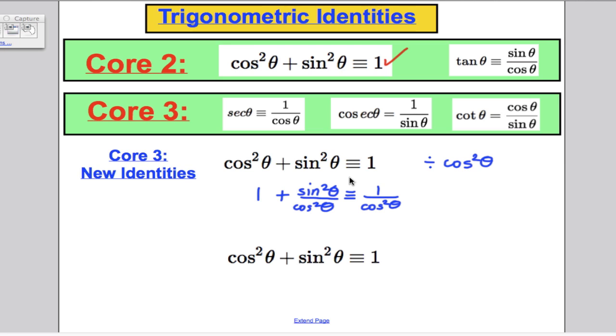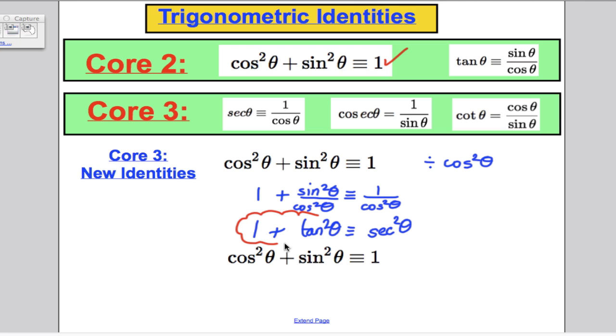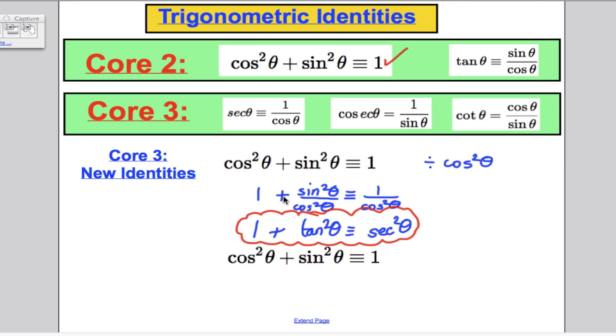Okay? Now we can use some definitions from above. 1 is still 1. Now sine theta over cos theta is tan theta. So sine squared theta over cos squared theta must be tan squared theta. And 1 over cos theta is sec theta. So 1 over cos squared theta must be sec squared theta. And hence we have a new identity which we're going to use a lot. That is that sec squared theta is identical to 1 plus tan squared theta. And we've got the first one.